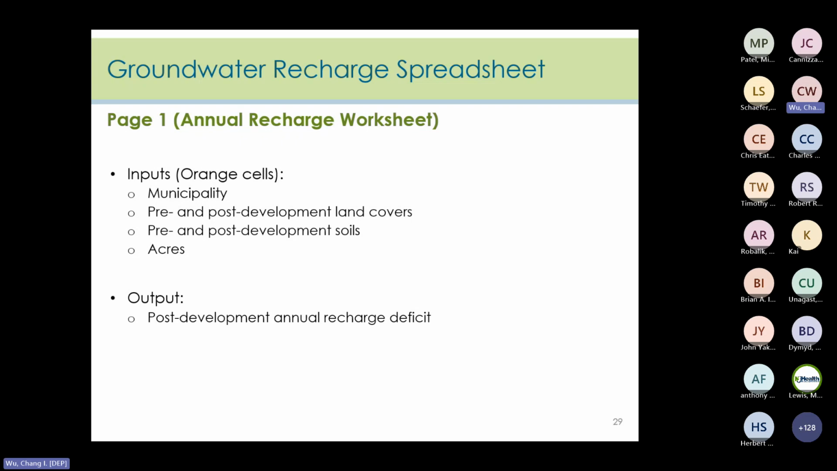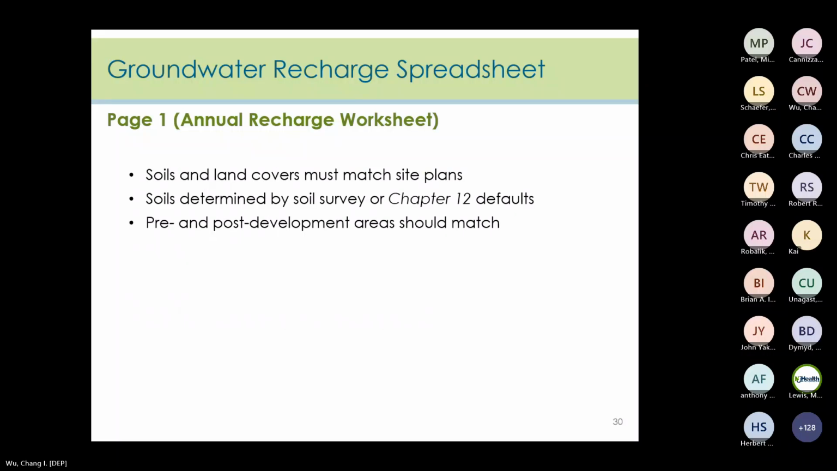And after you input the pre and post land cover, soil and acres, the output will be the deficit. Some notes here: the soil and the land cover must match the site plan, and also what is being used in the routing calculation. And the soil is determined by the soil survey of chapter 12. For most of the time, you will base it on the soil survey.